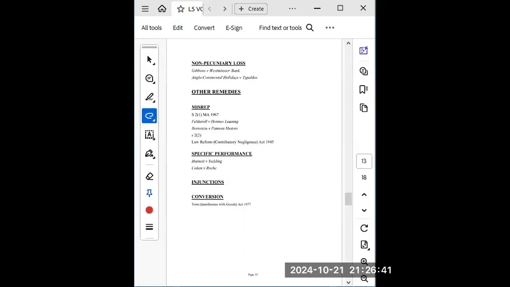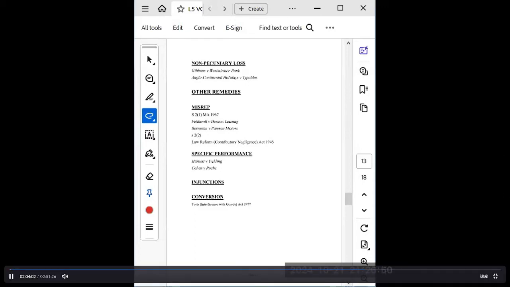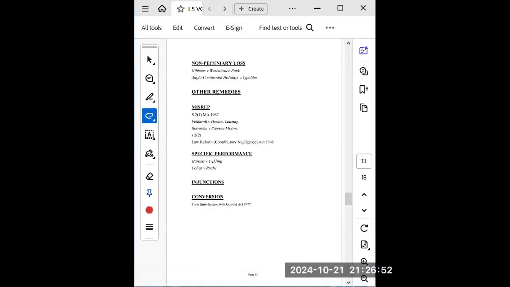Its remedy is purely discretionary. It's similar in a way to injunction, because again, an injunction is at the court's discretion. But this time, the court is stopping one party from doing something. The punishment, again, is contempt of court and a fine and/or imprisonment.